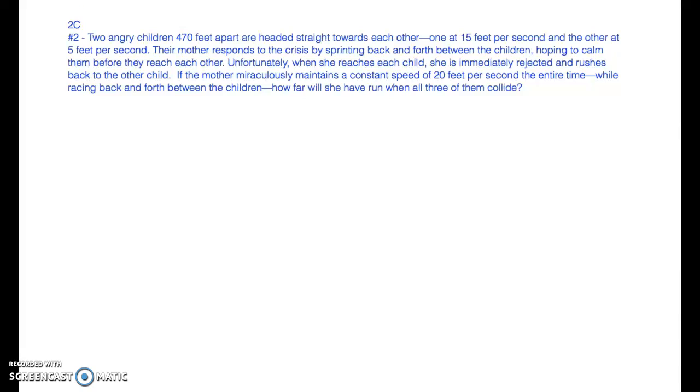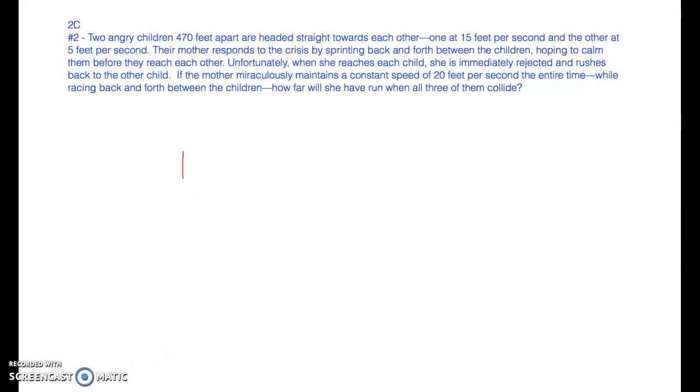Okay, I'm going to talk about how to do a few problems in 2C. The first one I'm going to talk about is number 2. So read through the question. If you need to, you can pause it and then come back. So the first thing I think that helps in problems like this is to draw a picture of what's going on.